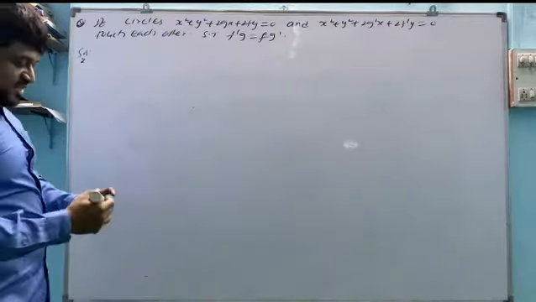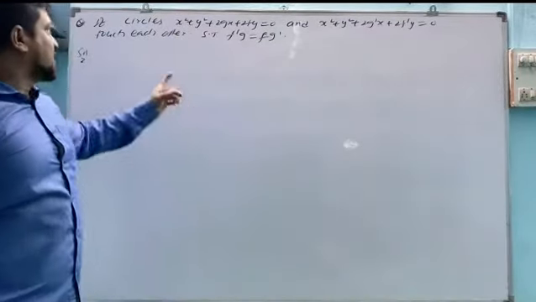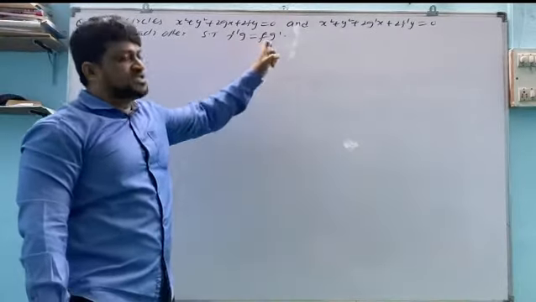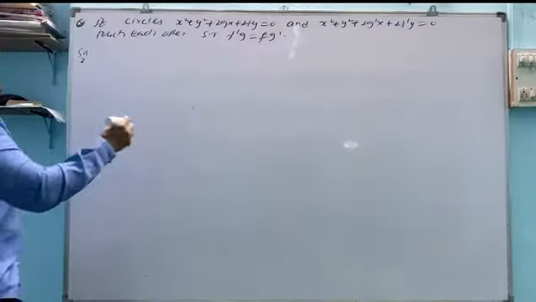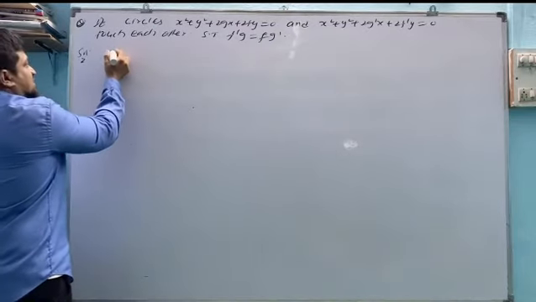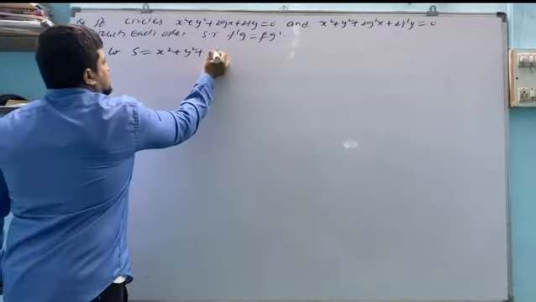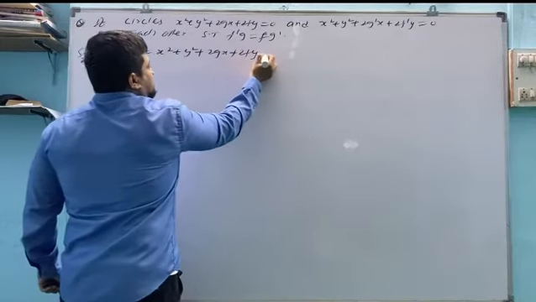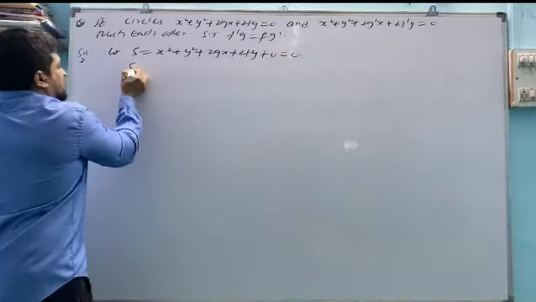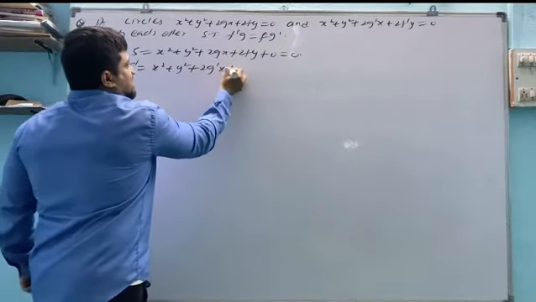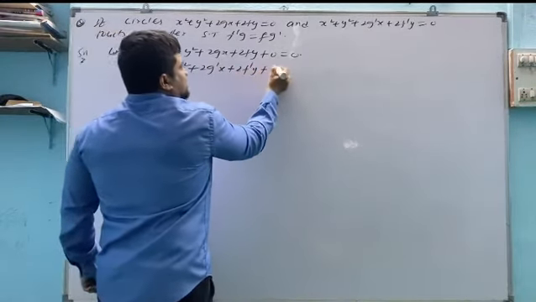This is the question. If two circles touch each other, which they have already mentioned, we have to show that f dash g is equal to f g dash. So what you have to do, sir? Given circles are there. Let S equals circle 1: x square plus y square plus 2gx plus 2fy plus 0 equal to 0. S dash equals circle 2: x square plus y square plus 2g dash x plus 2f dash y plus 0 equal to 0.